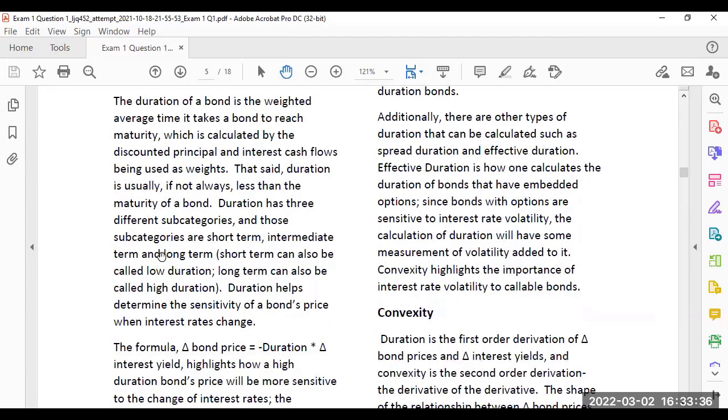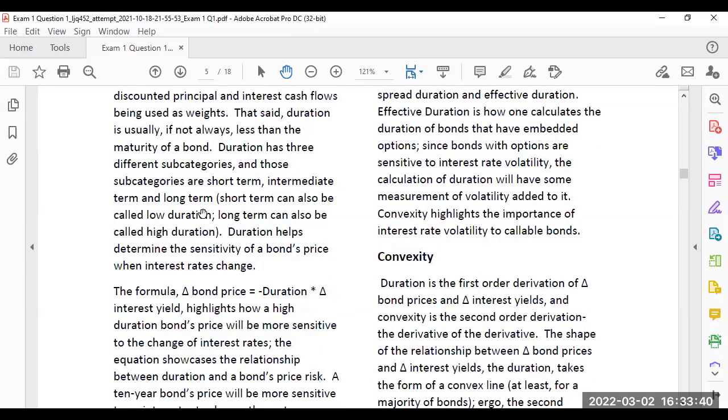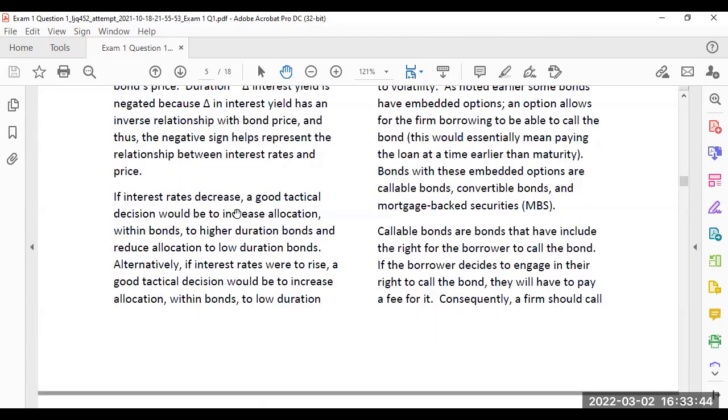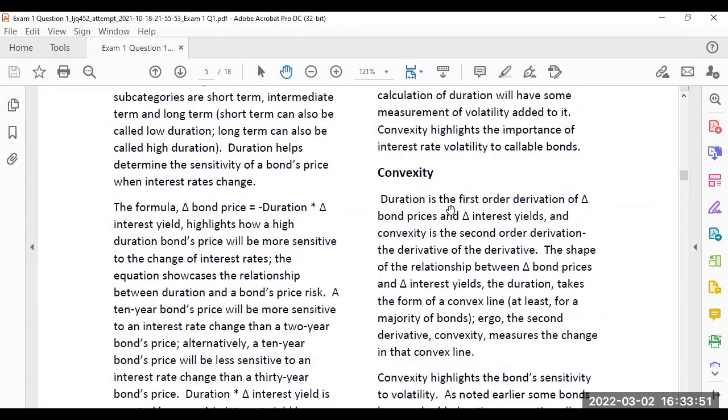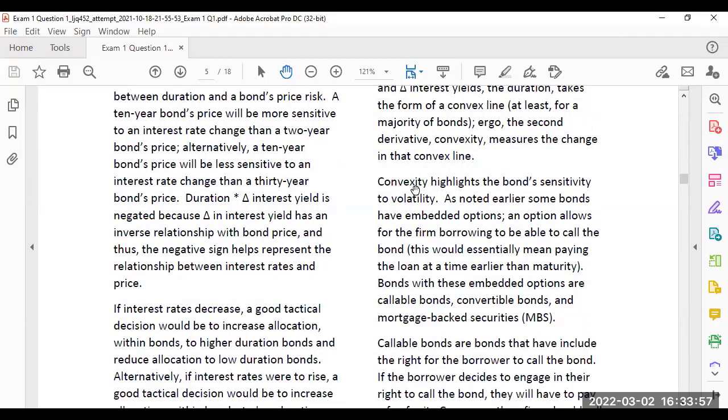Then he goes to bonds, duration. The weighted average time it takes to reach maturity using the discounted cash flows. He has the formula in there. If interest rates decrease, a good tactical decision will increase the allocation of bonds to higher duration bonds. He talks about the strategy. Duration is the first order, and convexity is the second order. Convexity highlights the bond's sensitivity to volatility.